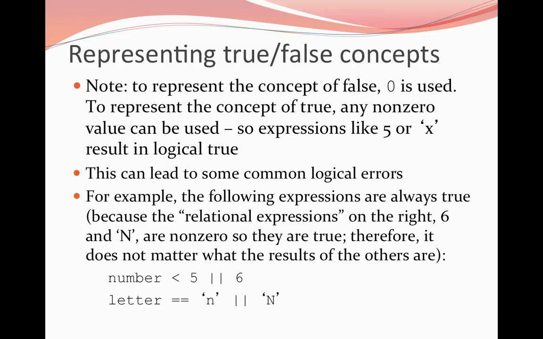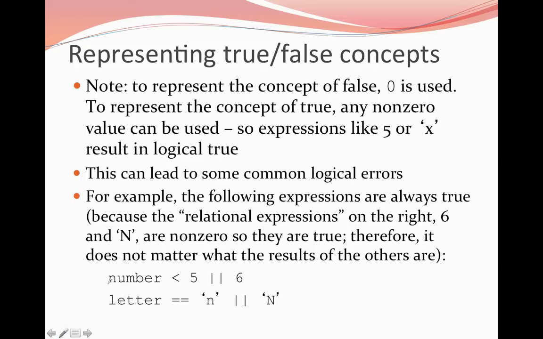This can lead to some pretty strange errors that are logical errors. For example, the following expressions are always true because the quote-unquote relational expressions on the right, 6 and the character n, are not 0, so they are true. Therefore, it doesn't matter what the results of the other part of the expressions are. So for example, if we have a variable number and we say number less than 5 or 6, that doesn't mean that the variable number is either less than 5 or less than 6.